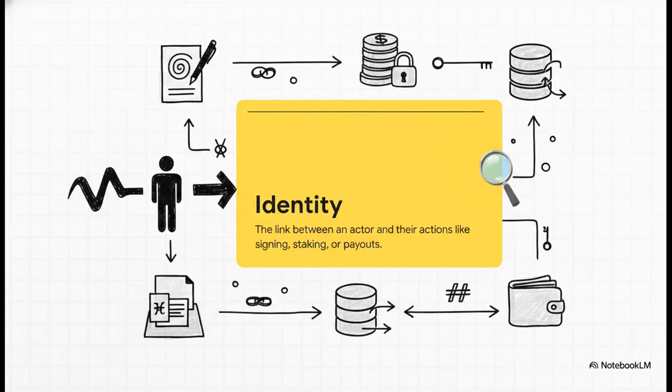Well, it boils down to this. Identity is basically just the cryptographic link between an actor and their actions. It's not your name, it's not your physical address, it's this rock-solid, verifiable bond to what you do, whether that's signing contribution fingerprints, staking assets, accessing restricted datasets, or receiving payouts. You are fundamentally defined by the actions you can cryptographically prove.